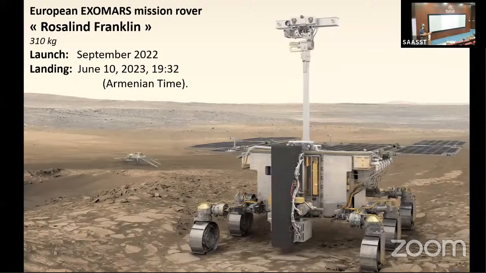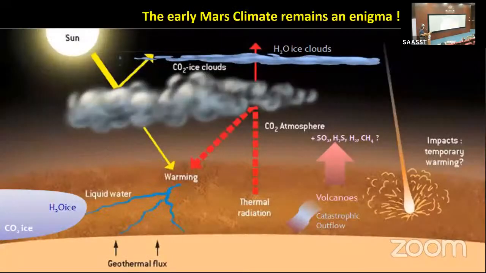Next year, we're going to launch from Europe this rover, the Rosalind Franklin rover. It will launch in September 2022. It will land on June 10, 2023 at 7:32. I gave a talk in Armenia, so that's why I put that. I forgot to change it to Dubai time. I think there is one more hour, so it might be 8:32 in Dubai. Nevertheless, it's almost my last slide.